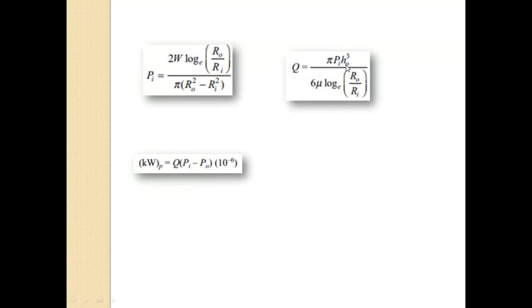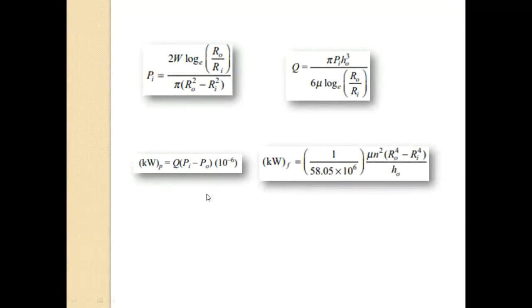Now, kWp is the energy required for pumping of the oil. kW of P is equal to Q into Pi minus Po into 10 raised to minus 6. Q we got in terms of H naught. Pi we already found from the formula. Then 10 raised to minus 6 is there, and Po is the atmospheric pressure. Again, the energy losses due to friction.